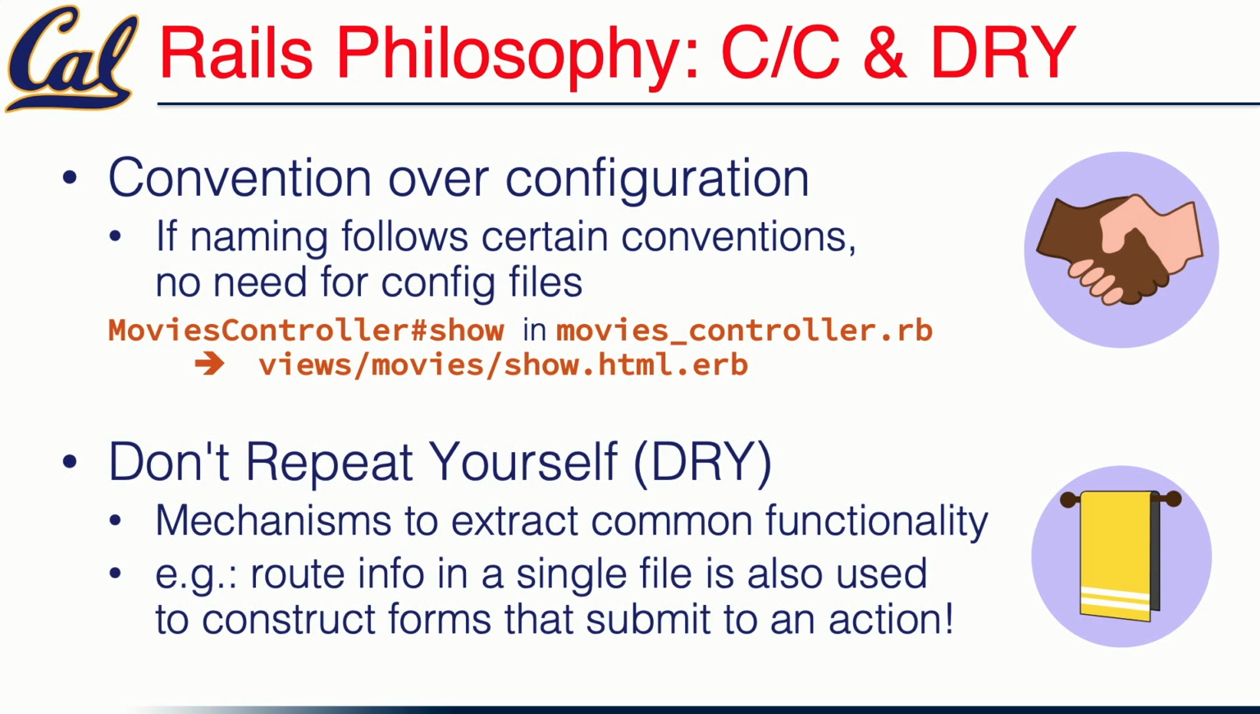The other sort of philosophical point is don't repeat yourself, which is any important piece of information about the app should live in exactly one place. So in this case, one example is that the routes info lives in a single file. If you need to change the mapping between a URI and a route, there's one place in which you do that. Now, from what I've shown so far, it might not be obvious why that's such a huge advantage.